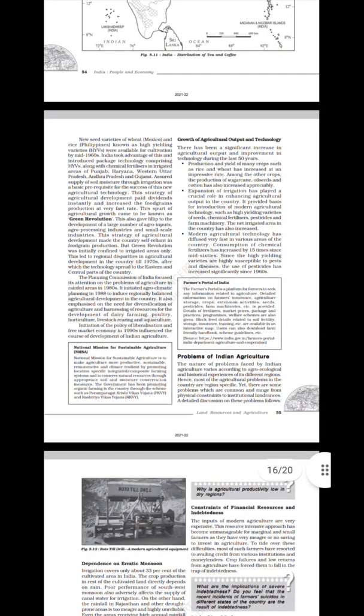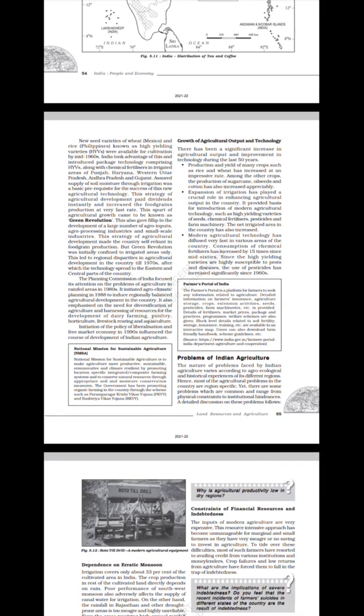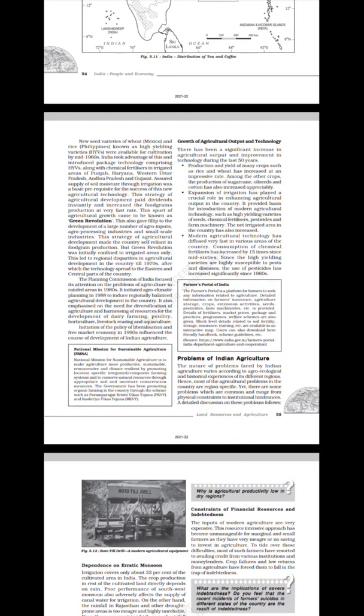New seed varieties of wheat (Mexico) and rice (Philippines), known as high yielding varieties (HYVs), were available for cultivation by the mid 1960s. India took advantage of this and introduced a package technology comprising HYVs along with chemical fertilizers in irrigated areas of Punjab, Haryana, Western Uttar Pradesh, Andhra Pradesh, and Gujarat. Assured supply of soil moisture through irrigation was a basic prerequisite for the success of this new agriculture technology.